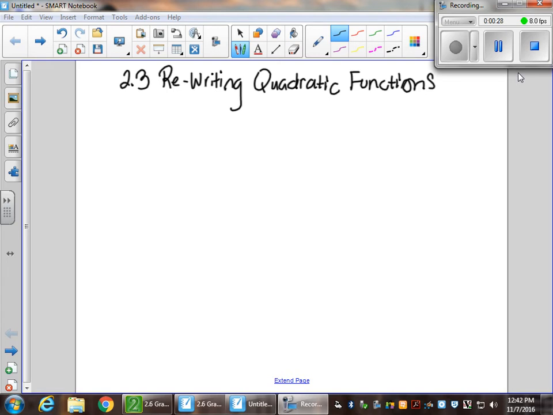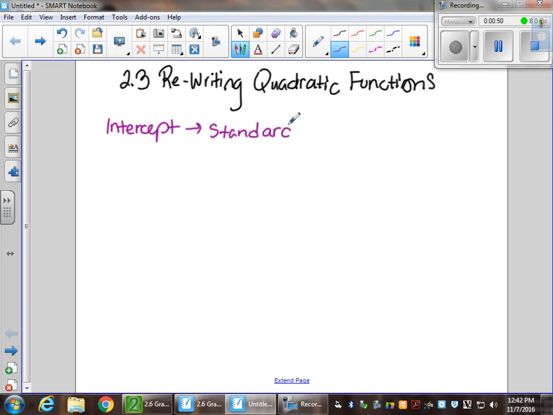So 2.3, rewriting quadratics. We are actually going to learn to do just that. We're going to rewrite from one form to the other. And some of this we're actually quite familiar with. So the first rewrite we're going to practice is intercept to standard form. Intercept to standard. And the best way to practice is with an example.